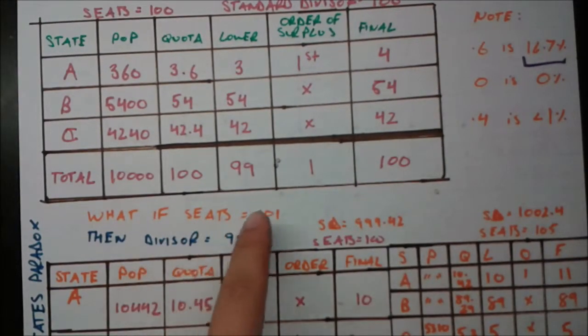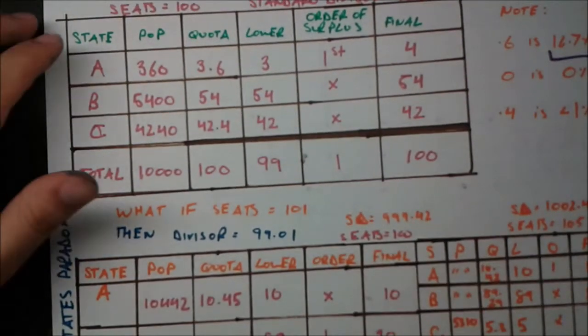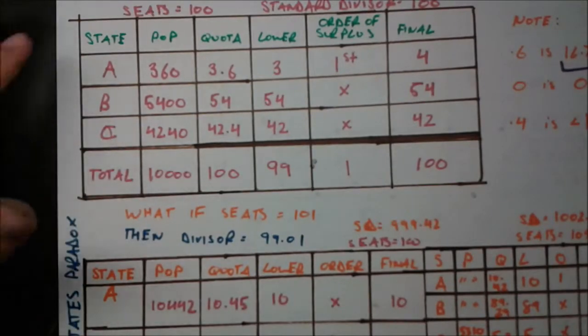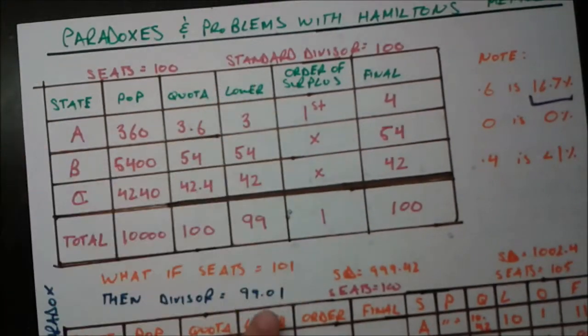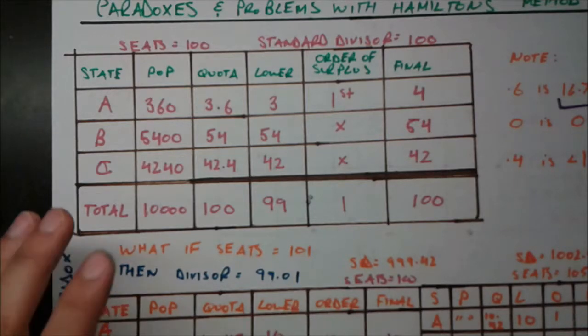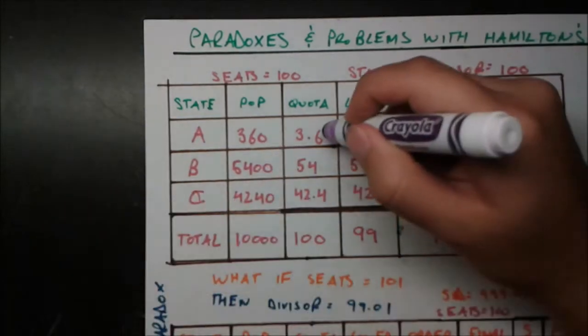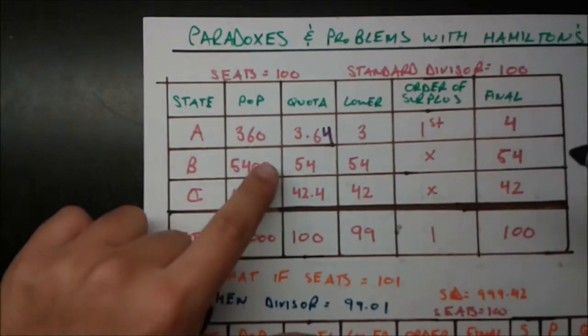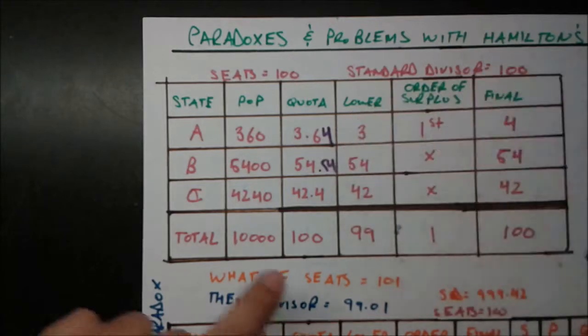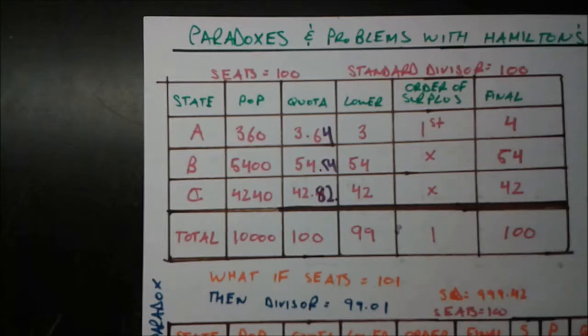What if we increase the seats to 101? Remember, the amount of seats is arbitrary. It can be really anything. So what if instead of 100, it were 101, just one more? Something would change. The standard divisor would change, because we'd have to take this 10,000 and divide it by a bigger number. Therefore, the standard divisor would now be smaller. It would be 99.01. If we calculate all of these all over again, for A, the quota is not 3.6 anymore, it's 3.64. B is now 54.54, and C is 42.82.